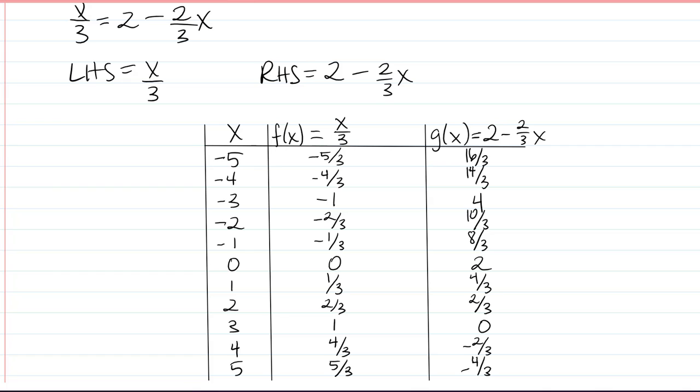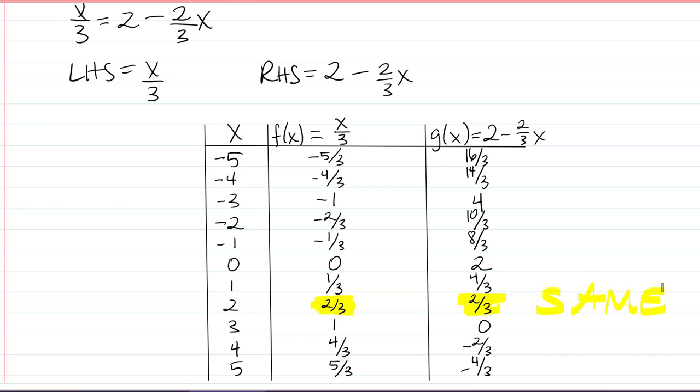So if I'm looking at these values here, I'm going to take a glance through each x value and what y values that gives me. So when x is -5, I get a -5/3 for this y value, and then a 16/3 for this y value. And that's what I'm going to do. I'm going to compare, I'm going to look through all of them. So these are different, different, different, different, different, different, and these ones here are not different. Notice that these are the same.